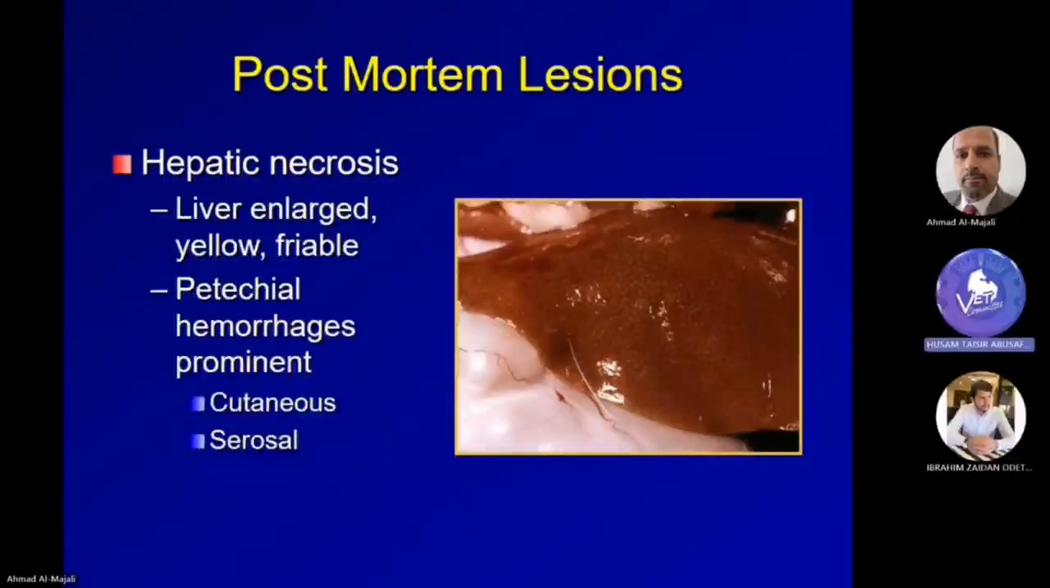Post-mortem lesions. This is a disease where the virus itself mostly prefers the liver. So we see a lot of pathological changes in the liver. The liver is enlarged, we call it hepatic necrosis, enlarged, yellow, and friable. And we see petechiations that are very prominent on the cutaneous and serosal layers of the liver.